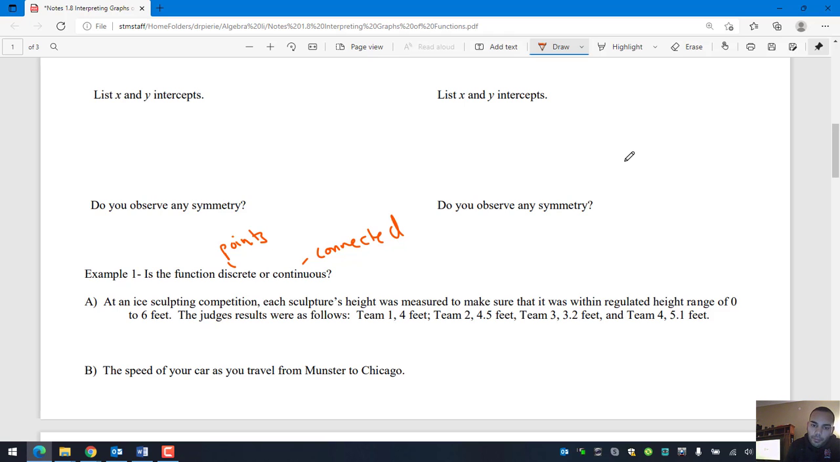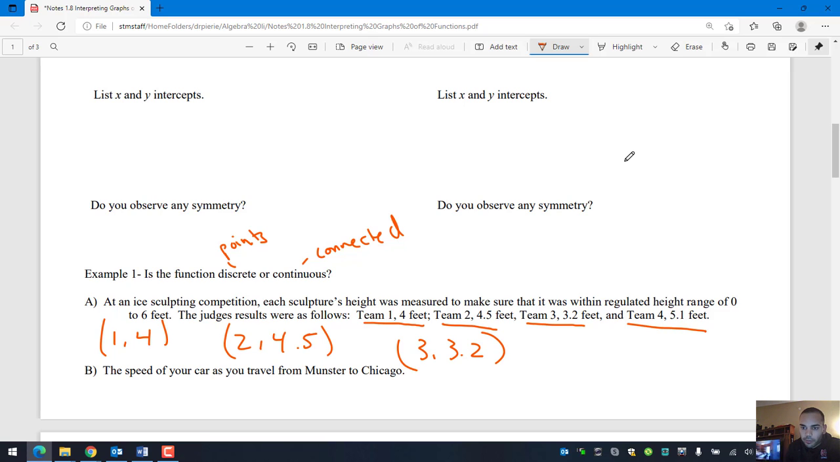So a little bit different, but the way this is written, you could basically look at each of these entries as points on a graph. The first point you see is Team 1 had a height of 4 feet. You could plot 1, 4. Team 2 had a height of 4.5 feet. You could plot the point 2, 4.5, 3, 3.2, and then 4, 5.1.